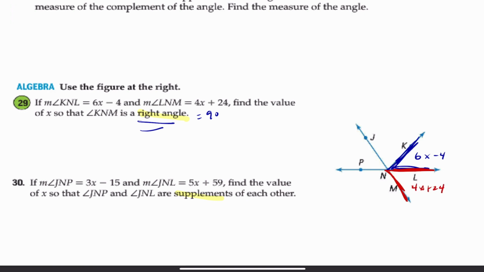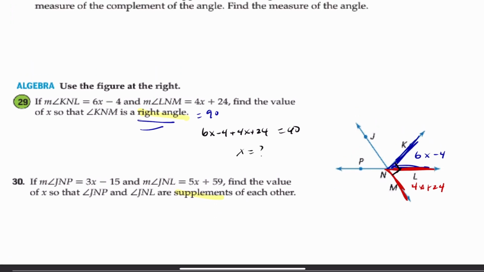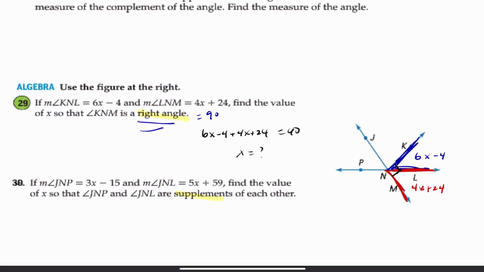And the fact that it says find the value of x so that this whole angle here, K and M, is a right angle, that means I got to draw a square. When I draw that square, that means it's 90 degrees. So that means that this part plus this part is going to equal 90 degrees. Okay? And then solve for x.